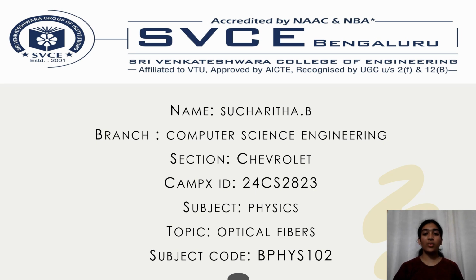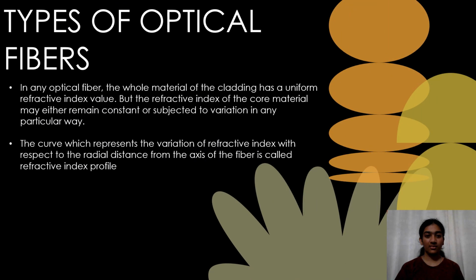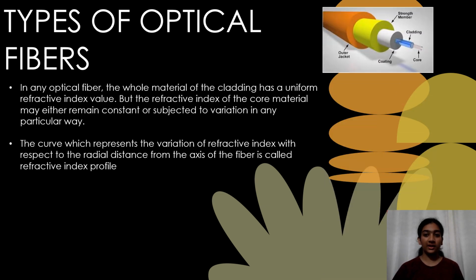Today I will be talking about optical fibers. So I will be talking about types of optical fibers. Consider an optical fiber. As you can see in the image, there is something called cladding. Cladding is an outer optical material surrounding the core.